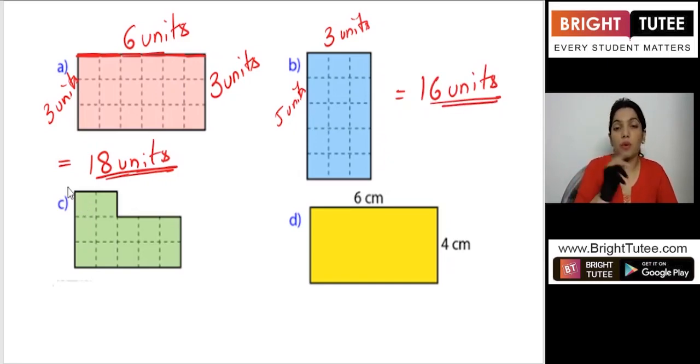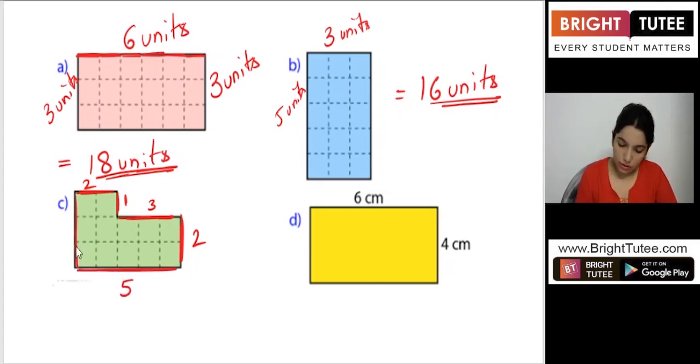The next one here. Now we are going to add all the sides. So this particular side is 2 units. This side is 1 unit. This side is 3 units. This side is 2 units. This side is 5 units. And this side is 3 units. Let us add them all together. So 2, 1, 3 and 6, 8. And then we have got 5. So it's 8, 9, 10, 11, 12, 13, 14, 15, 16 is the answer.